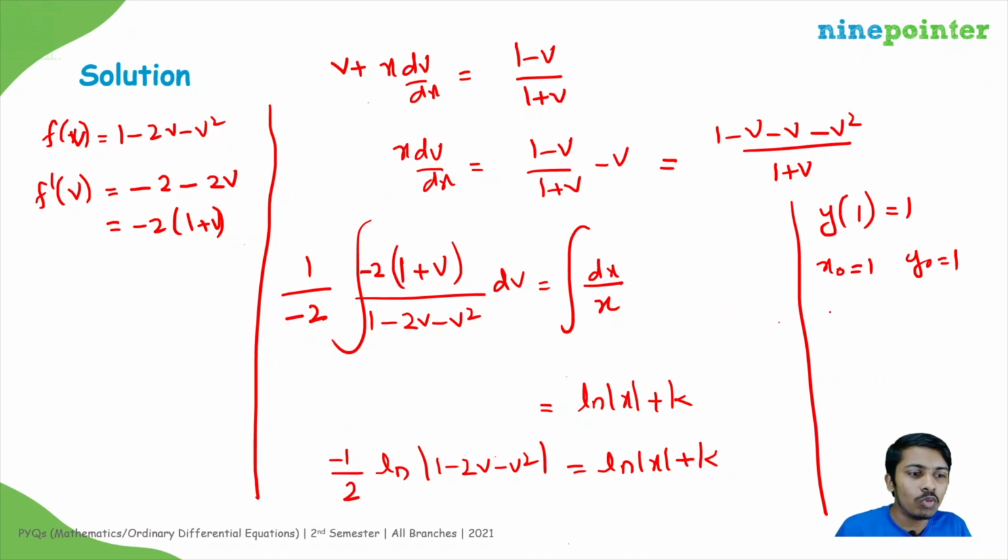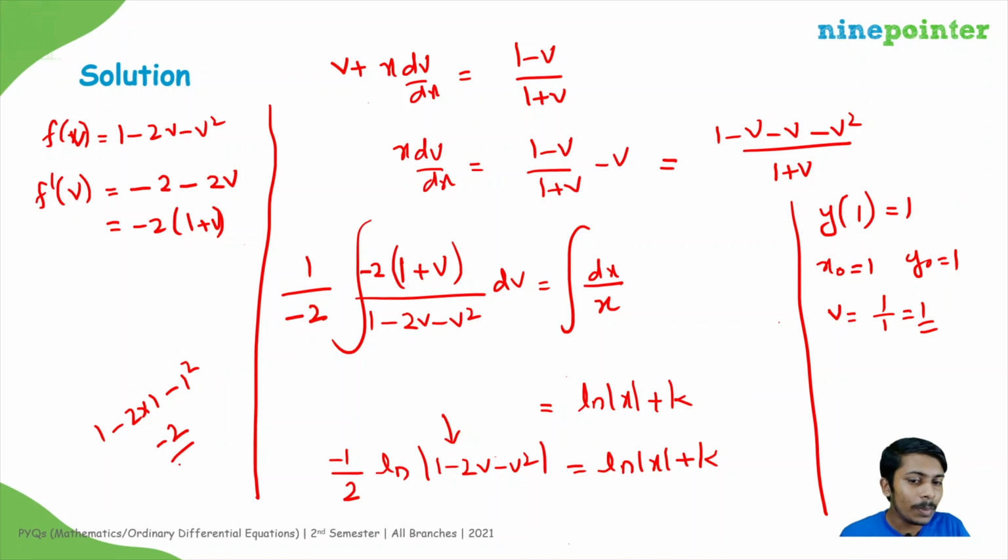So let's just find what the v value will be. The v value will be y by x, or 1 by 1, which is equal to 1. If I substitute that 1 inside this modulus, it will be 1 minus 2 into 1 minus 1 square. It will be minus 2. It will be a negative number. So in order to incorporate that IVP, I will use mod x equal to x here. So we will have minus half log mod, and in place of 1 minus 2v minus v square, if I remove just that modulus sign, I will have to replace everything by its negatives.